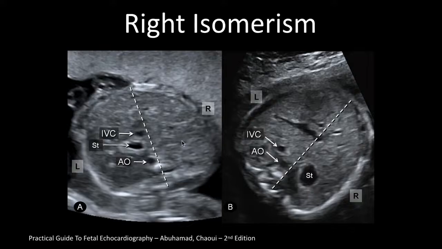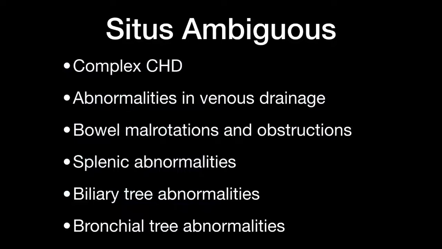So it's important to remember that the stomach really has no bearing on your diagnosis, but look at the great vessels in the abdomen. That's a very simple and important plane to assess what kind of isomerism you have. As stated, situs ambiguus has a lot of abnormalities, not only in the heart, but venous drainage in the abdomen, malrotation of the bowel, bronchial tree abnormalities, and so forth. Always look at the gallbladder too. That could be a clue to the presence of biliary atresia in those cases.